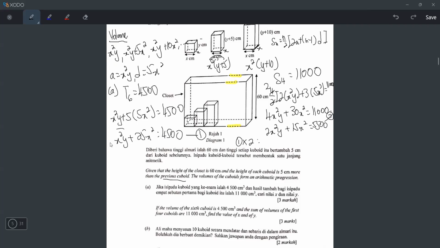The reason is because I can see x squared y, x squared, number. Can you see the way it's positioned? You know, x squared y and then x squared and then number. And can you see here also the same x squared y, x squared, number? And I can see this is x squared y, this is 2x squared y.